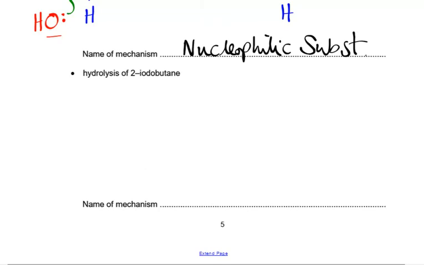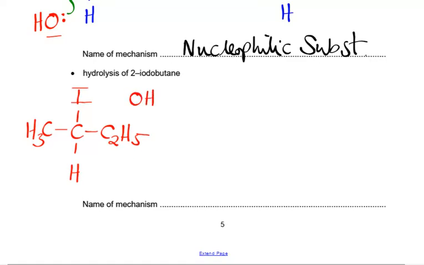Final example, probably the more difficult of the 3, is for 2-iodobutane. Again, just need to make sure that we draw the right structure. Again, making it easy to get to the electron deficient carbon. Not bothered putting the partial charges in this time. You won't need to do that.